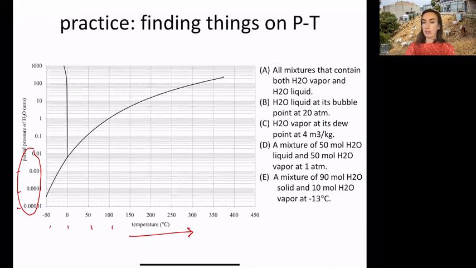Okay, so we want to find liquid vapor coexistence, the bubble point, the dew point, and some mixtures of phases. So if you want to pause and think about this, you don't have to write anything. This isn't the participation point, but if you want to think about where you would try to find these, go ahead and pause.